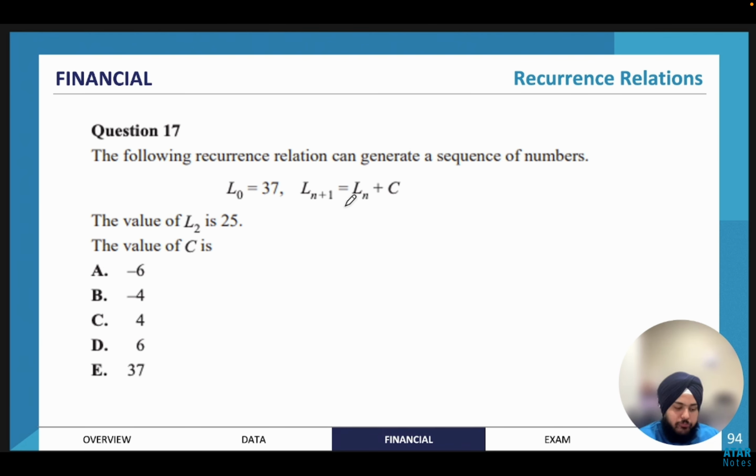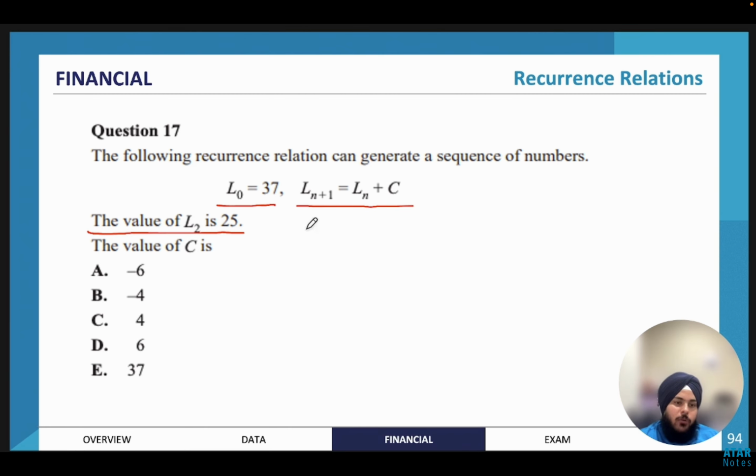Okay, so just as an example, we'll do a simple question. The following recurrence relation can generate a sequence of numbers. We have L0 equals 37, Ln plus 1 is equal to Ln plus C. So this is our actual rule, and this is our initial condition. You'll all be familiar with these sort of units, so I won't be going through them in a lot of detail. But we have been given that the value of L2 is 25, and we want to determine the value of C.